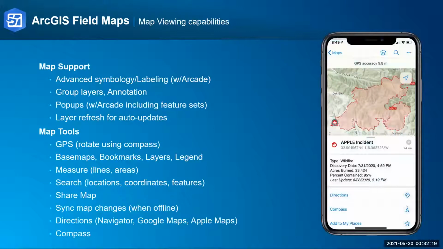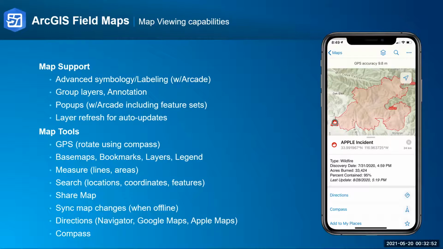So Field Maps is built on the latest ArcGIS Runtime SDK, and it includes all of the advanced map viewing capabilities our native tools support, including advanced symbology with rendering and labeling using Arcade, which is the ArcGIS expression language, a newer capability to create group layers using the ArcGIS map viewer, which is now out of beta, so it's just map viewer. Pop-ups with attribute expressions, including support for feature sets.